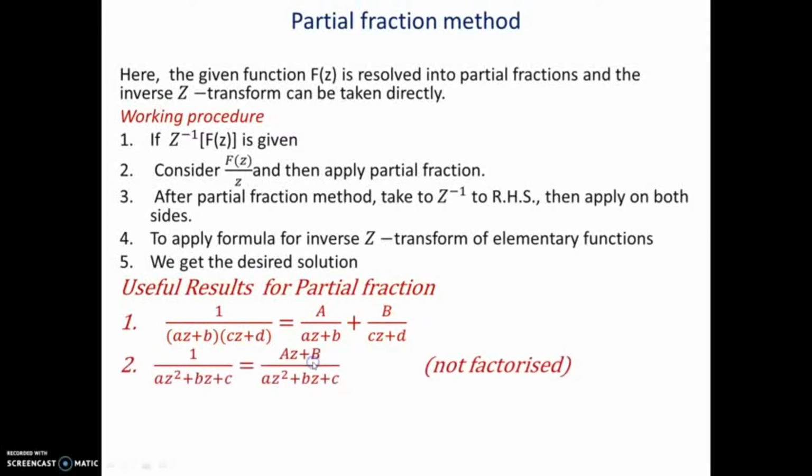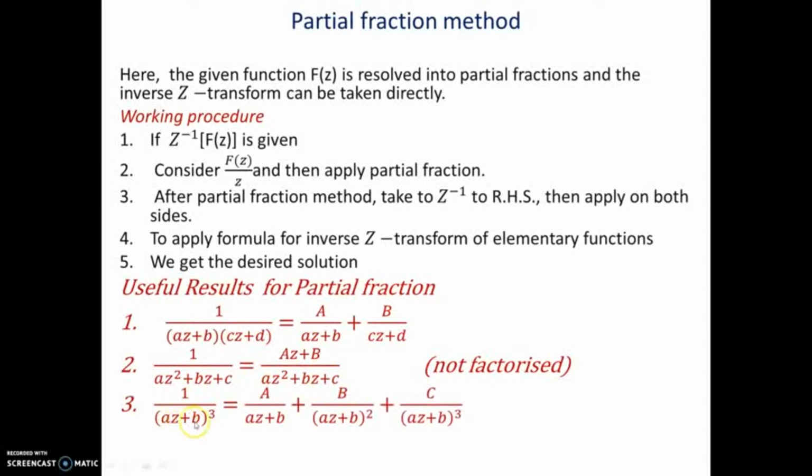1 divided by az squared plus bz plus c. This factor is not factorized, so to split into partial fractions in this form. The degree of denominator is 2. There are two arbitrary constants, say capital A and capital B. This factor is a quadratic factor, but it's not in factorized form. Therefore, (az plus b) divided by (az squared plus bz plus c).